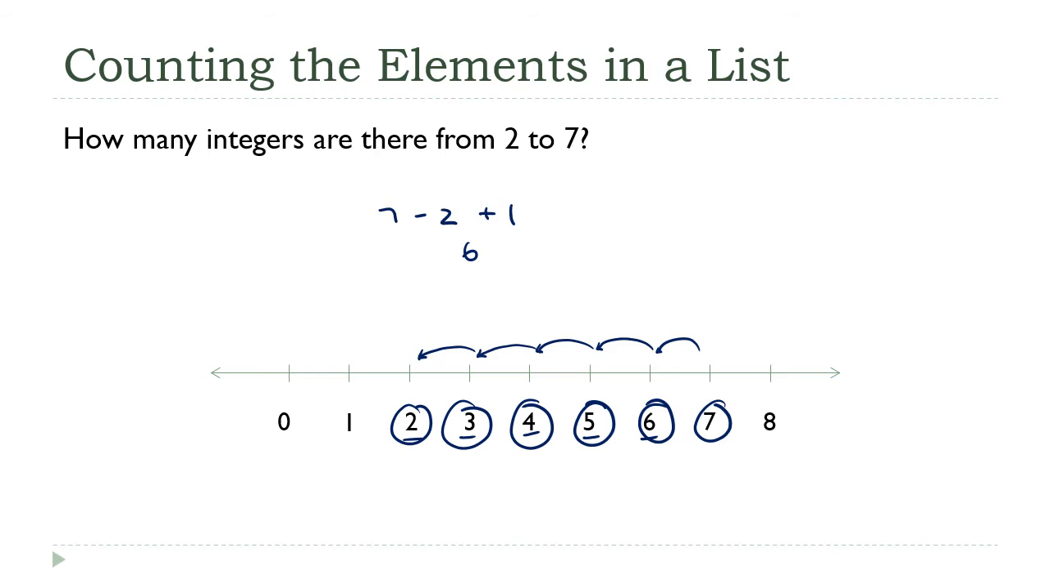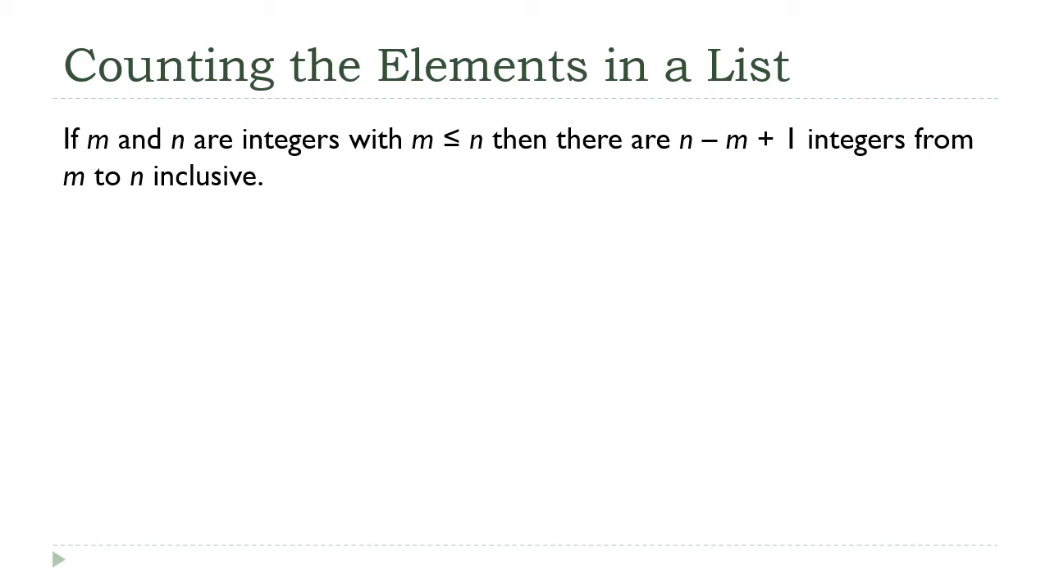So on the next slide here, I've made that explicit. If we have two integers, m and n, where m is the smaller of the two, although we're allowing the possibility that they could be equal, then there are n minus m plus 1 integers from m to n inclusive. Inclusive meaning we count m and n, the endpoints in the list. You see how this matches what we did in my numeric example? We had 7 minus 2 plus the 1, and that gave us the final result.